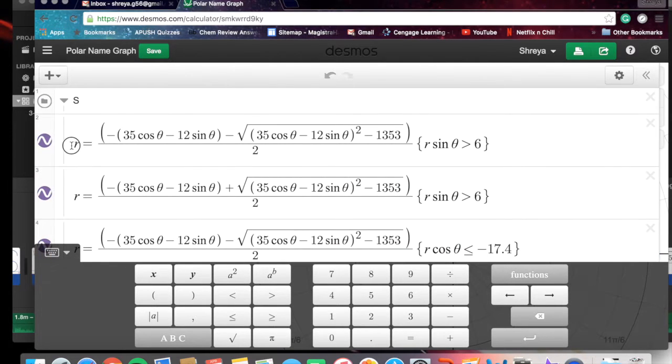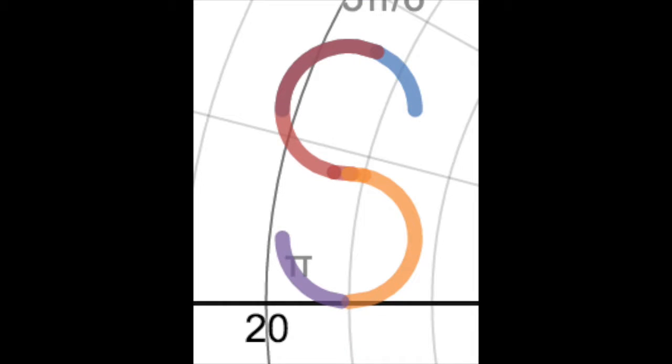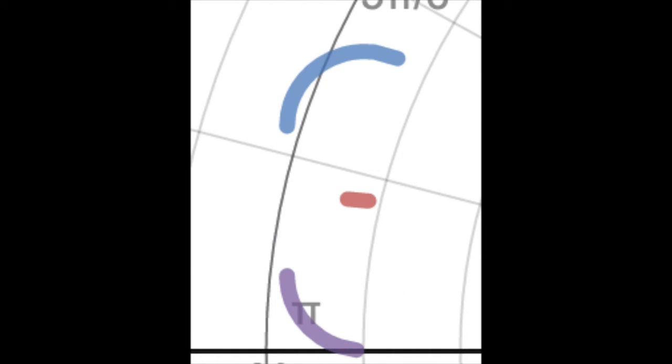The S was difficult because I needed to use both equations I derived from the quadratic formula. When I did so, I could not use the restrictions in the same way because different parts of the circle were being restricted.